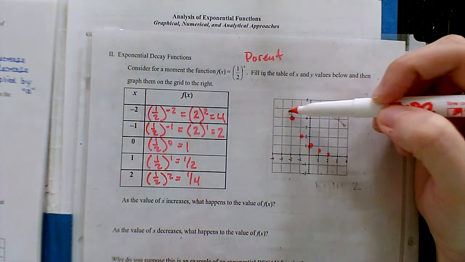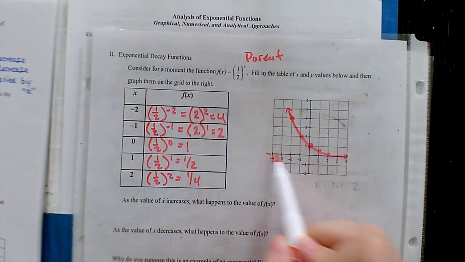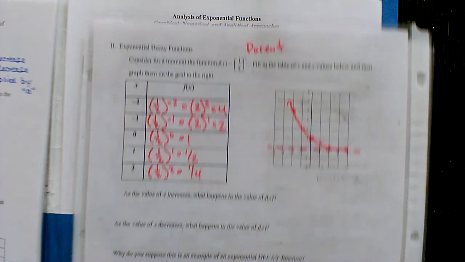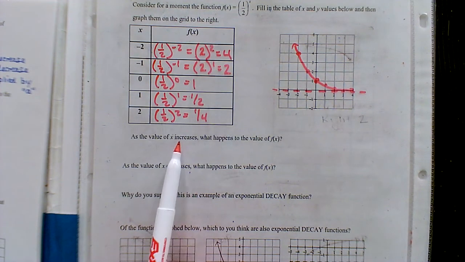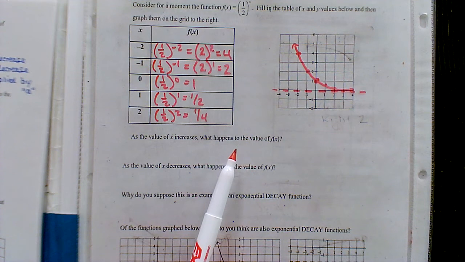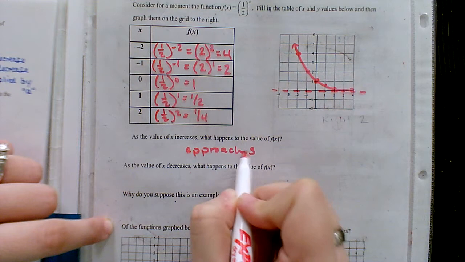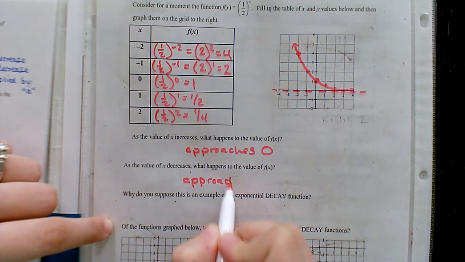All right, so connecting the dots, we have that exponential shape again. Looks like we have another horizontal asymptote at 0. Let's go ahead and answer these questions based off the graph. Again, as the x's increase, what happens to the graph as you go to the right? Yeah, approaches 0. All right, what about the left end behavior?